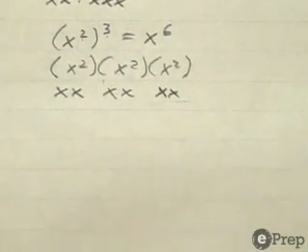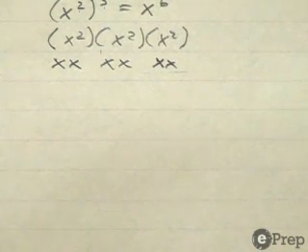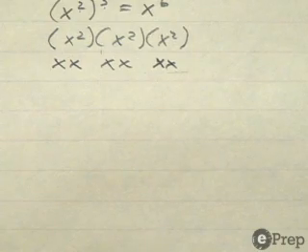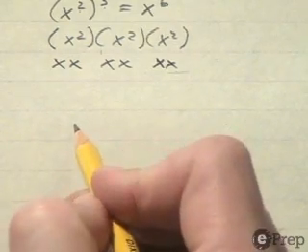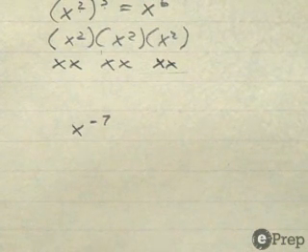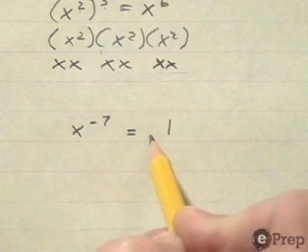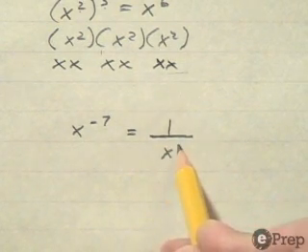Okay? The last thing I want to cover, I'm certainly not covering everything there is to know about exponents, but I want to cover what to do when you have a negative exponent. So the rule is this: if you have something like x to the negative 7, it's kind of bad form to have a negative exponent. So what you want to do is flip it to the denominator. You want to make it 1 over x to the 7th.